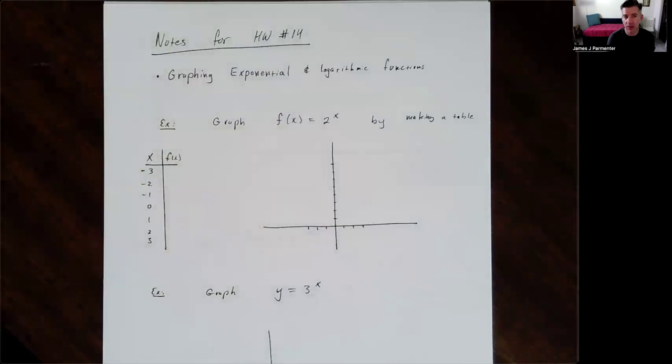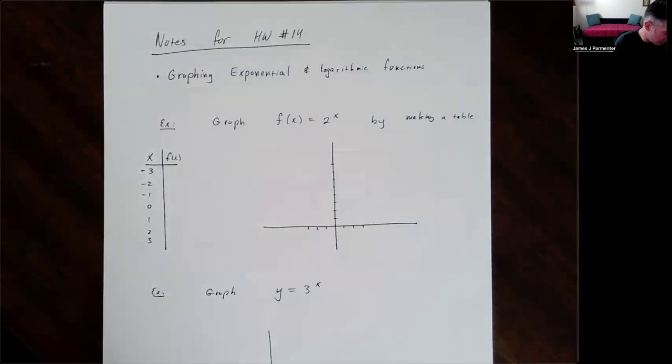Hey everybody, these are the notes for homework number 14. This is part one, graphing exponential and logarithmic functions. There'll be a part two, which will be pretty short, which is the difference quotient. So let's get started.